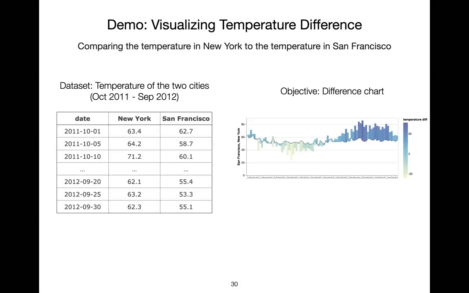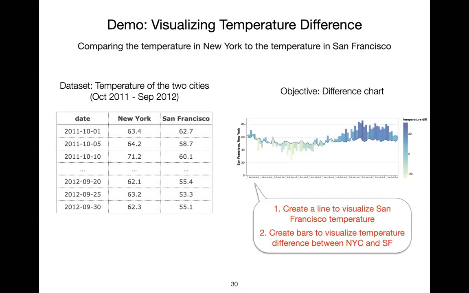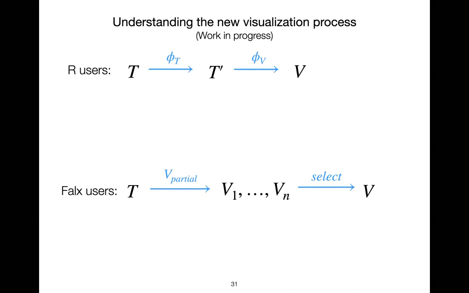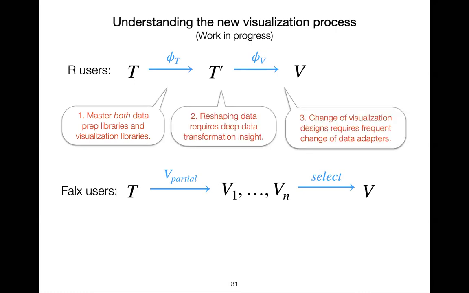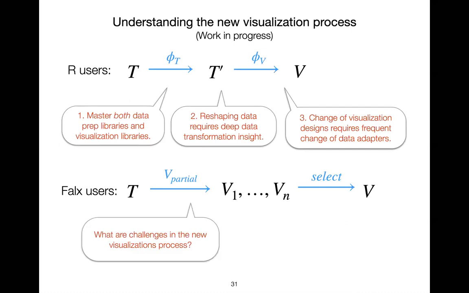So we get this tool and how it works, but it's interesting to understand how this tool will work in real users' hands. I told you earlier about all the challenges of using R to create visualizations, like difficulty understanding libraries, difficulty of visualization, and difficulty of reshaping the data. But there's something I didn't tell you: Falx solves all these problems by design. On the other hand, Falx also creates a lot of challenges of its own that I didn't tell you about.